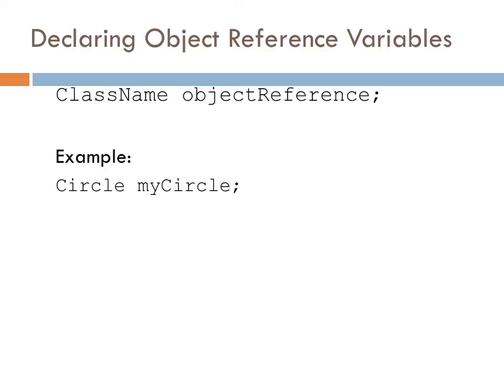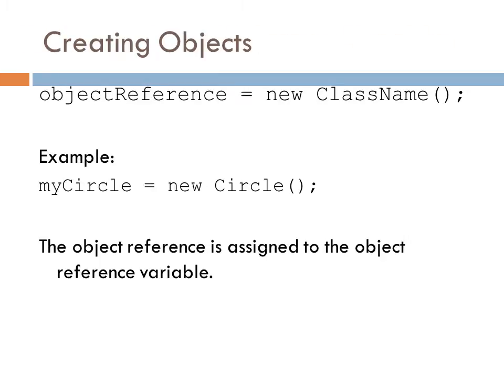After declaring a class, we have to create a reference variable to that class. We can create the reference variable by using the class name and any reference name, any variable name. For example, here we have created a circle class, so we can create a reference variable to the circle class like this, Circle myCircle. Now the myCircle variable will point to an object of the circle class.